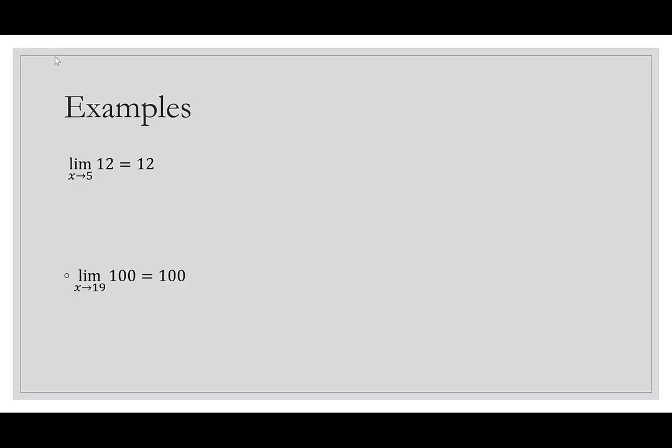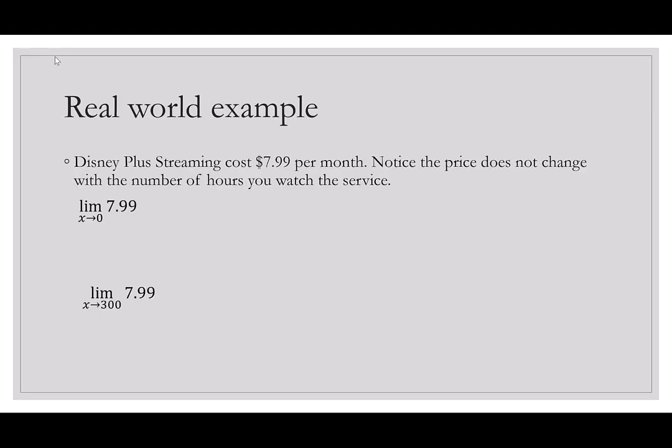Sometimes it helps to see that in the real world. So let's try this. Think about streaming services. We all have lots of streaming services. I just picked Disney Plus as an example. Notice it costs $7.99 per month. The price does not change with the number of hours you watch it. So the limit when x goes to 0 of $7.99 is $7.99.